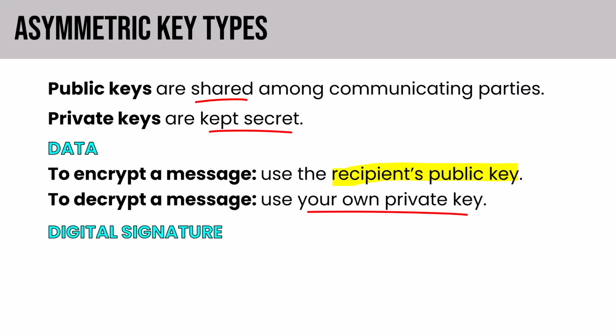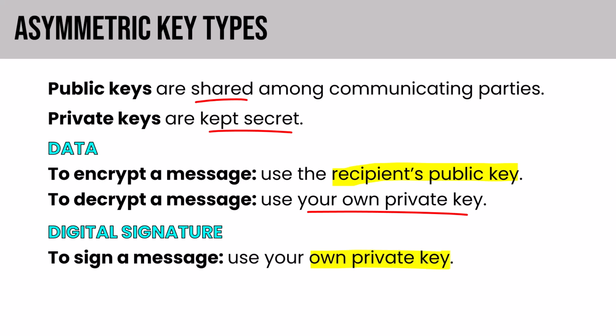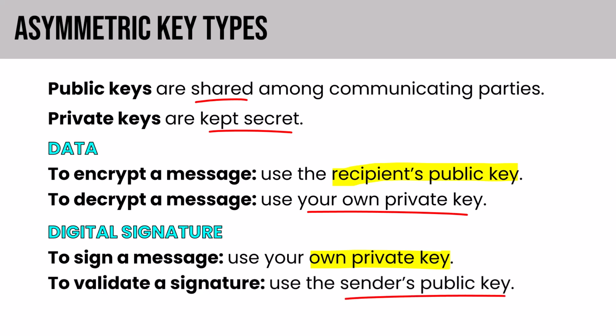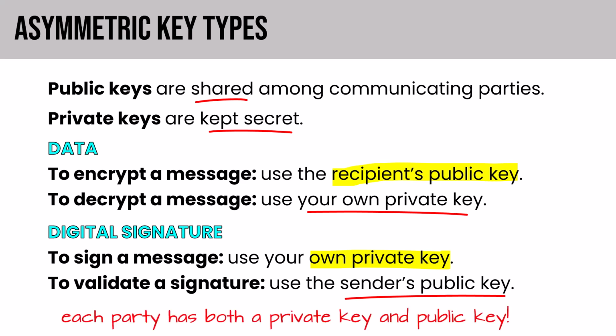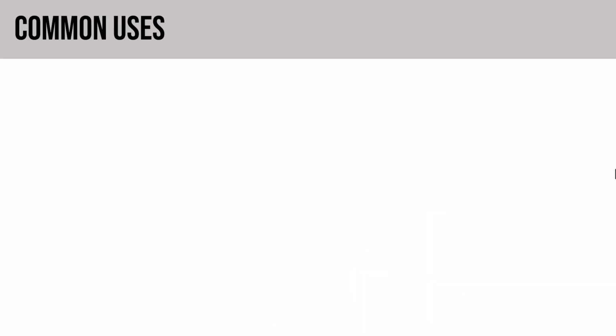With digital signatures, to sign a message, you use your own private key. To validate a signature, other users would use the sender's public key. So if you're the sender, they'll use your public key. But each party in asymmetric encryption has both a private key and a public key. So how are asymmetric and symmetric encryption commonly used?